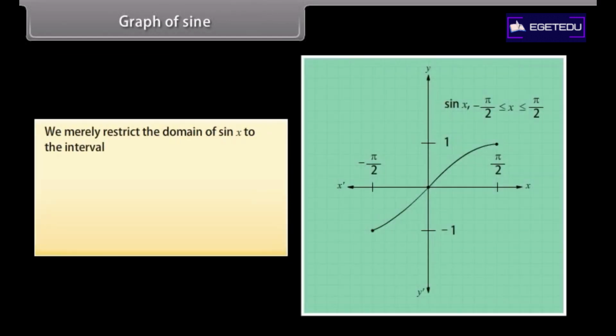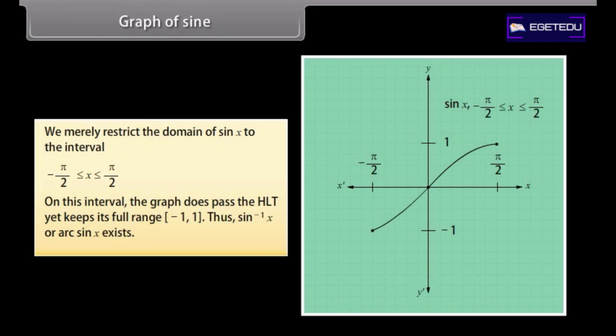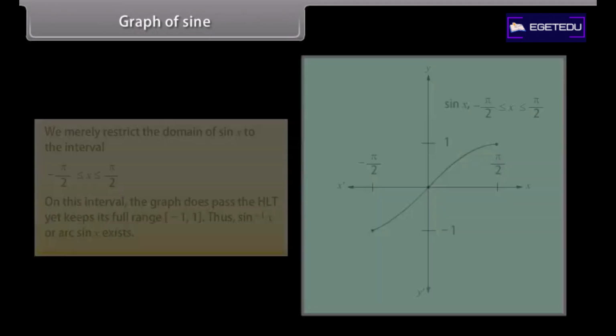Easily, we merely restrict the domain of sin x to the interval minus pi by 2 less than or equal to x less than or equal to pi by 2. On this interval, the graph does pass the HLT, yet keeps its full range, -1 to 1. Thus, sine inverse x or arc sin x exists. This is not the graph of sine inverse x. It is merely the part of the sin x function that is used to graph the inverse sine function.